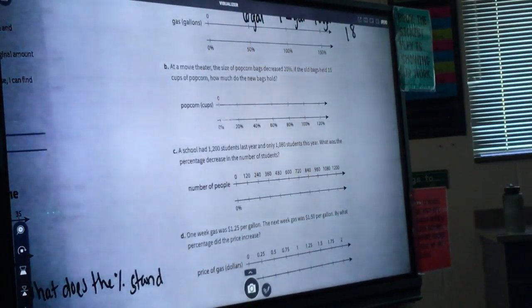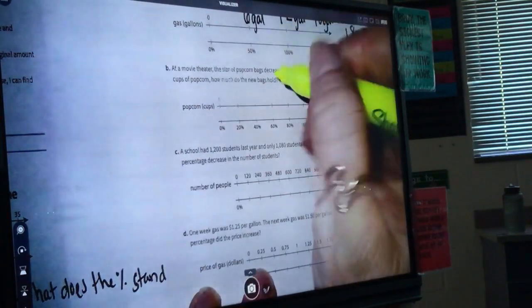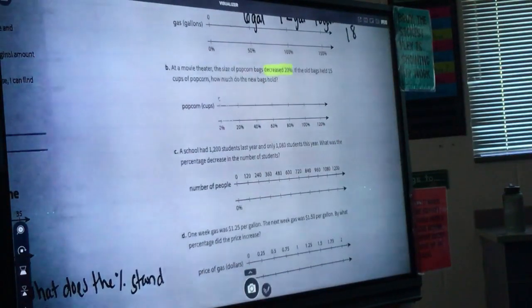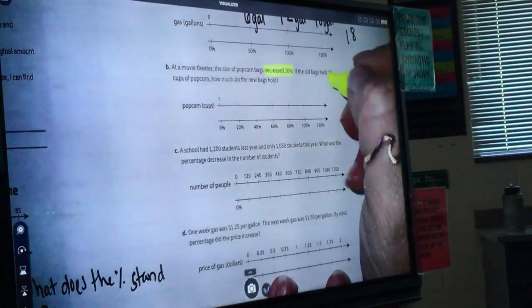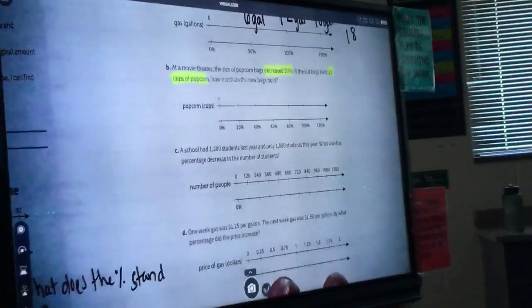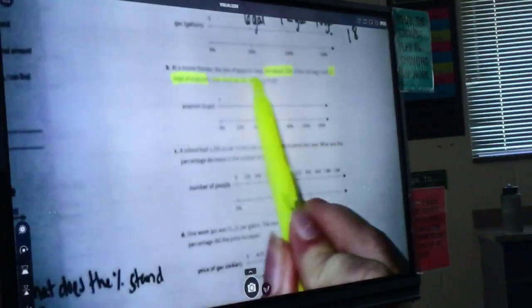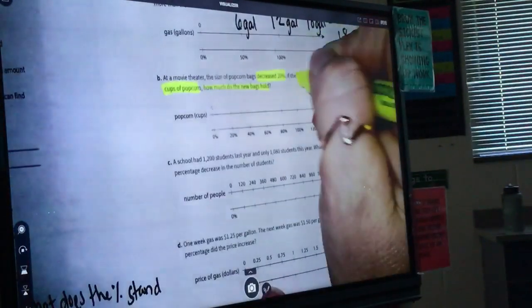All right, let's go ahead and have a seat. So it says, again, at the movie theater, the size of the popcorn bag decreased by 20%. At this point, these are technically word problems. So if you're not annotating or circling or underlining them, whether you're using a highlighter or a pencil, I don't care. But at some point, you've got to just automatically start doing it. It says that the old bags held 15 cups of popcorn. We need to know how much the new bags hold. And I guess old bags would be important too.